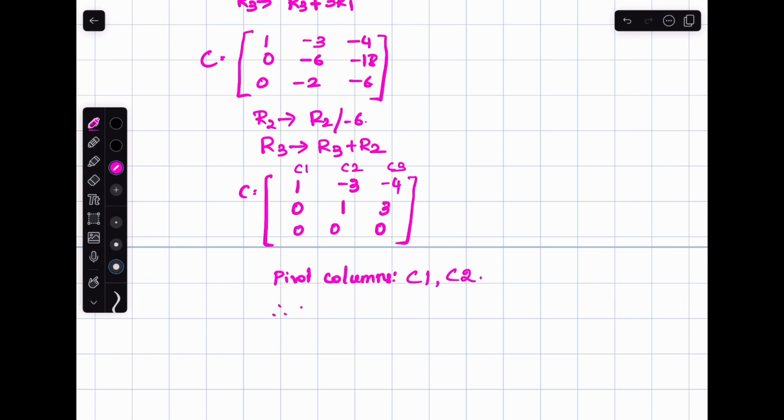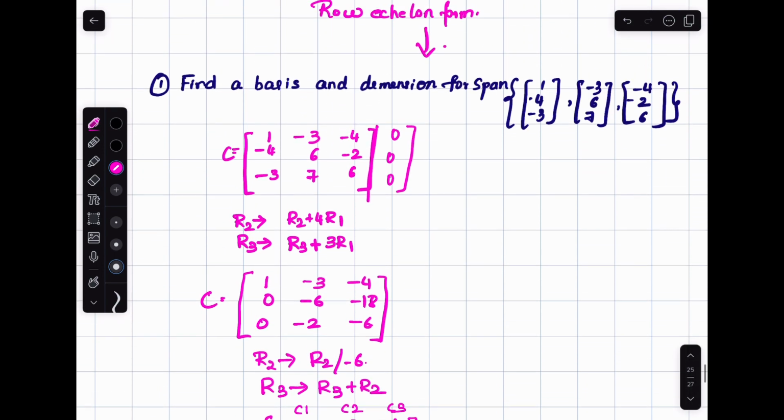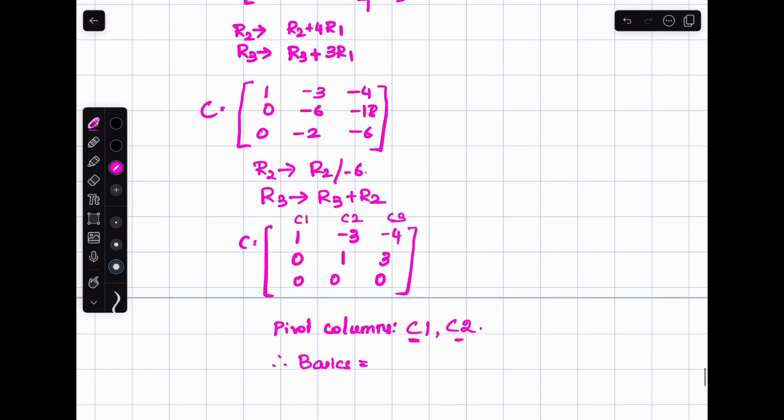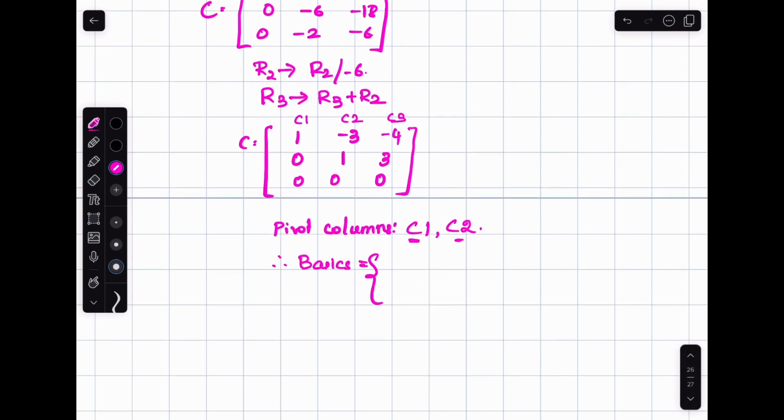All right, so how to identify the basis? It's very easy. Let's go back to the question. You have to see c1 and c2, right? So what are the c1 vector and c2 vector? They are 1, -4, 3 and -3, 6, 7. So the set of those will be the basis. I will write the first vector and the second vector.